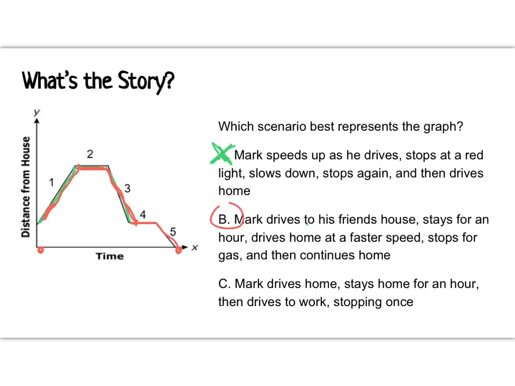We can look at C. C says first that Mark drives home. Well, to start out with, he's going up, he's going away from home, so that is definitely out. So for these, you just need to go through answer choice by answer choice to see which matches the graph.